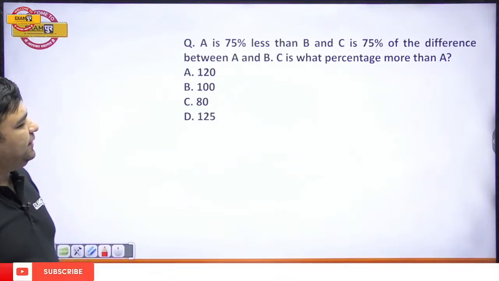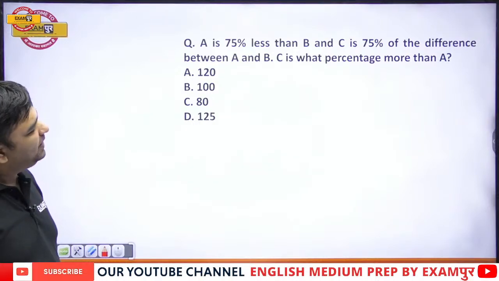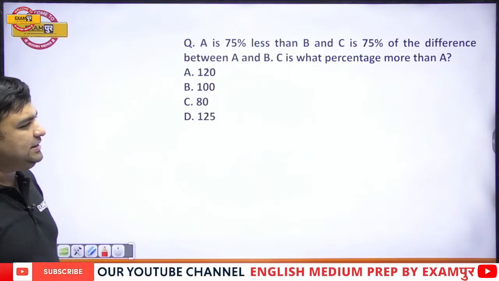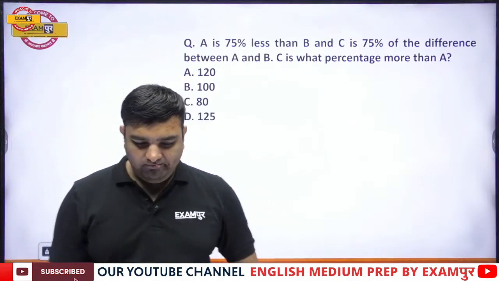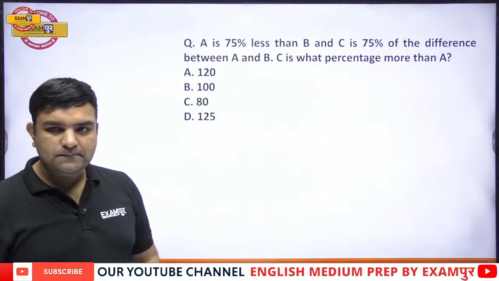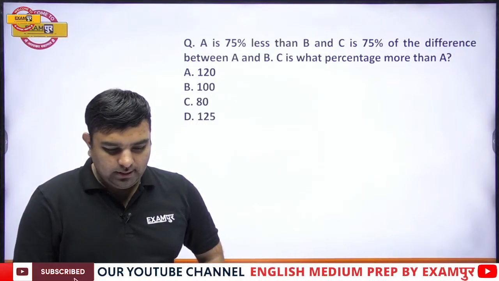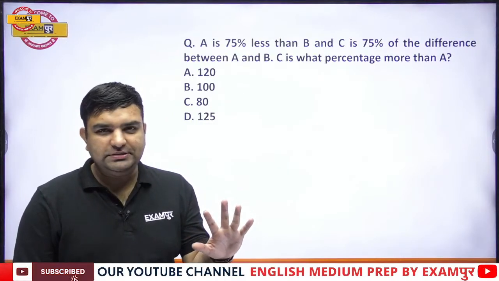A is 75% less than B. C is 75% of the difference between A and B. Then C is what percent more than A? Do it with a lot of patience.